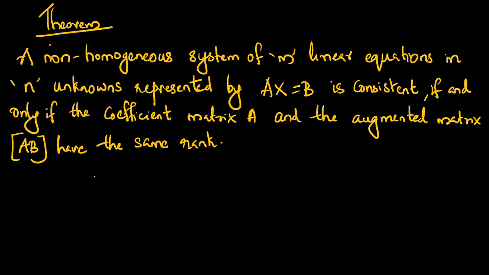Theorem: a non-homogeneous system of m linear equations with n unknowns represented by Ax equal to B is said to be consistent if and only if the coefficient matrix A and the augmented matrix AB have the same rank. That means the system of linear equations has a solution if and only if A and AB both have the same rank.